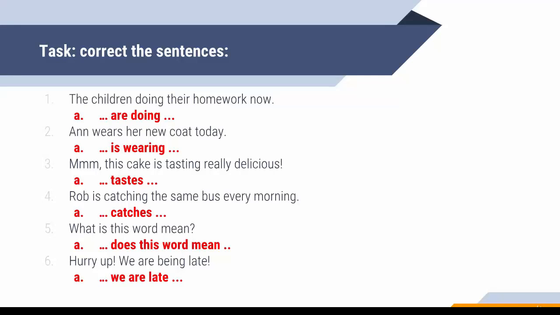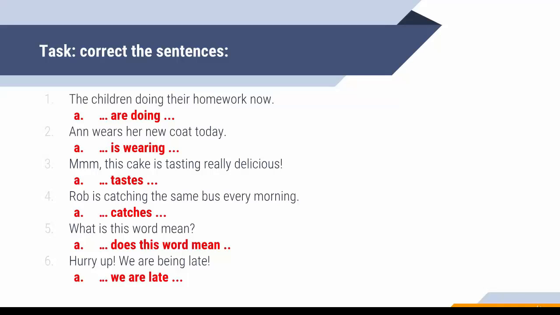After that, you need to correct the sentences. The children doing their homework now. The children are doing. The verb to be plus verb plus ing. Anne wears her new coat today. Today, by contrast to the other days. Because of that, you need present continuous, not present simple. Anne is wearing her new coat today.